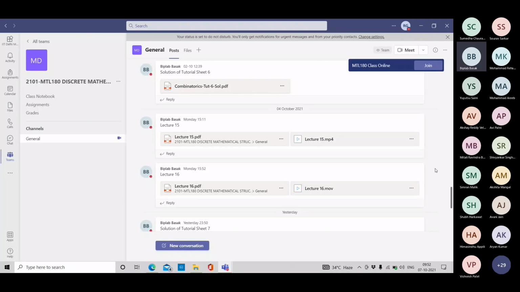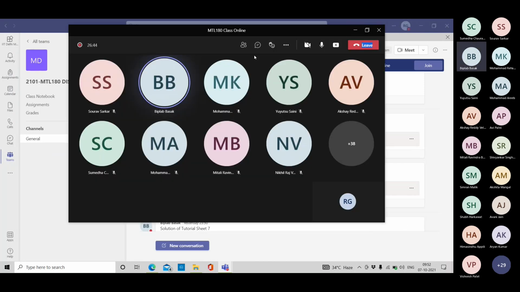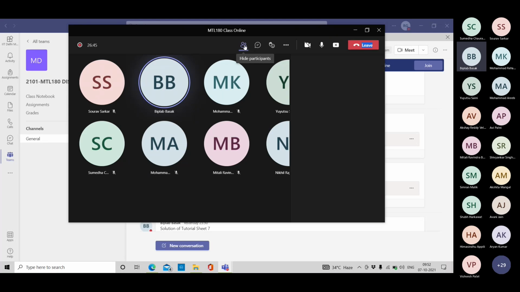Okay, so any other query? I think there is no query then. If there is no query, then we can stop and see you on the 11th, when you will give the exam.